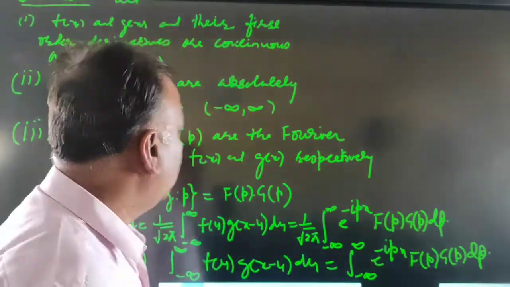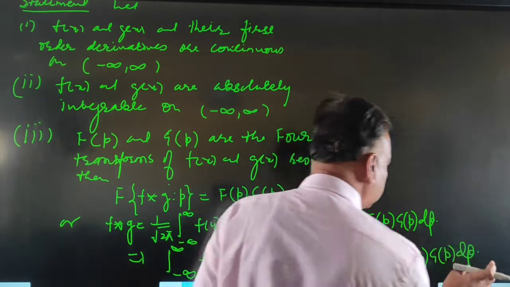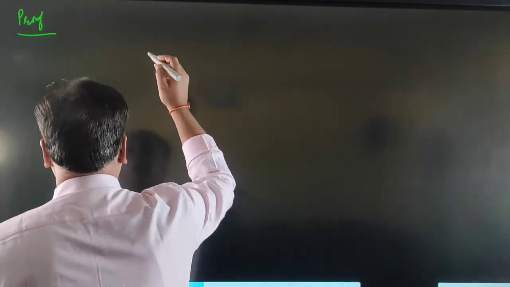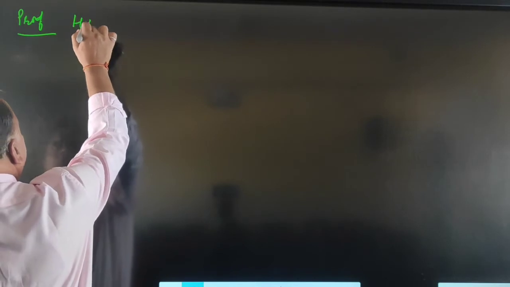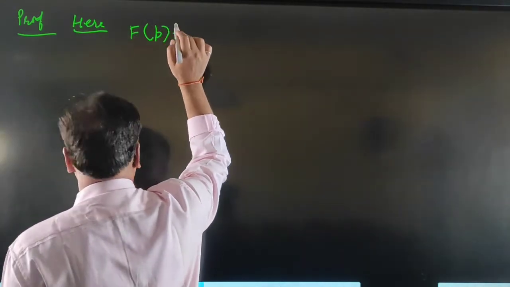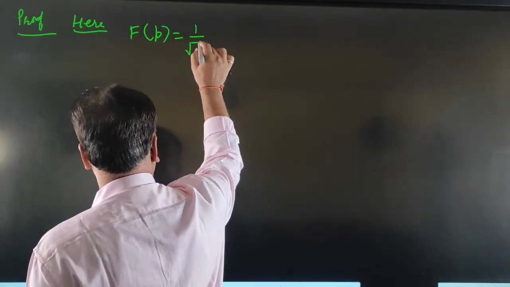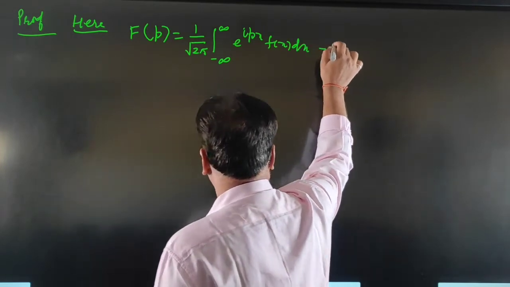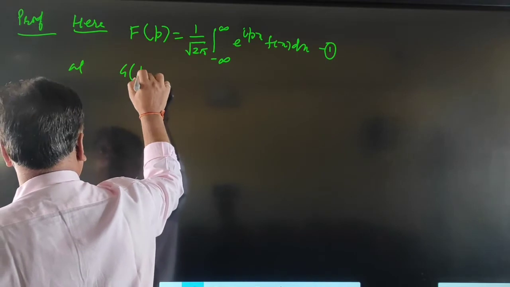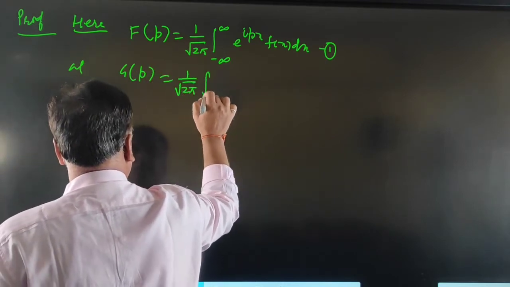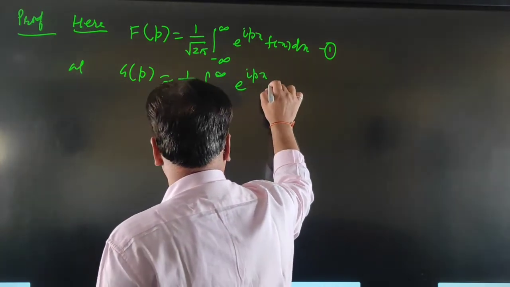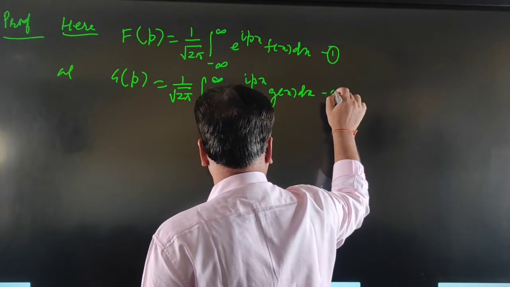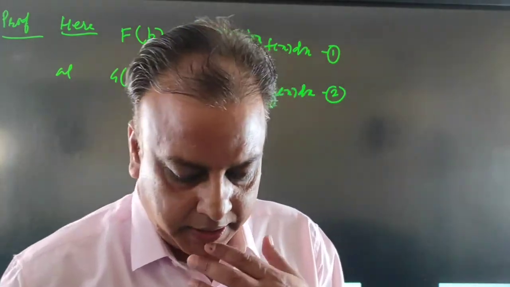So first we prove this theorem. What is the proof of this theorem? Here F(p) and G(p) are the Fourier transformations of the functions f(x) and g(x). So first we write the Fourier transformations. F(p) is the Fourier transformation of the function f(x), so this is equal to 1 upon root 2 pi integral minus infinity to infinity of e raised to i p x f(x) dx, number 1, and G(p) is equal to 1 upon root 2 pi integral minus infinity to infinity of e raised to i p x g(x) dx, number 2. These are the Fourier transformations of the functions f(x) and g(x).